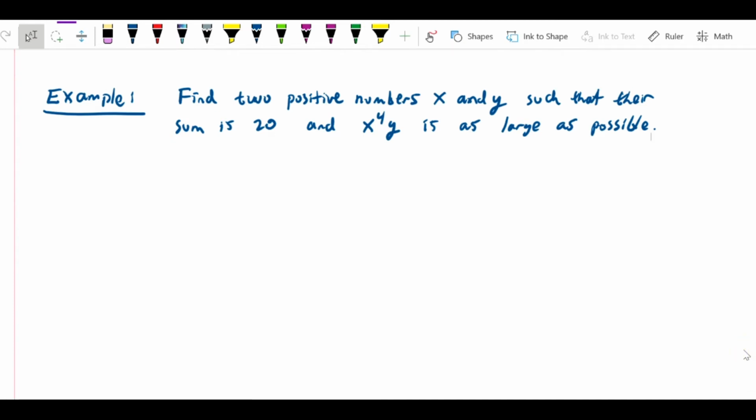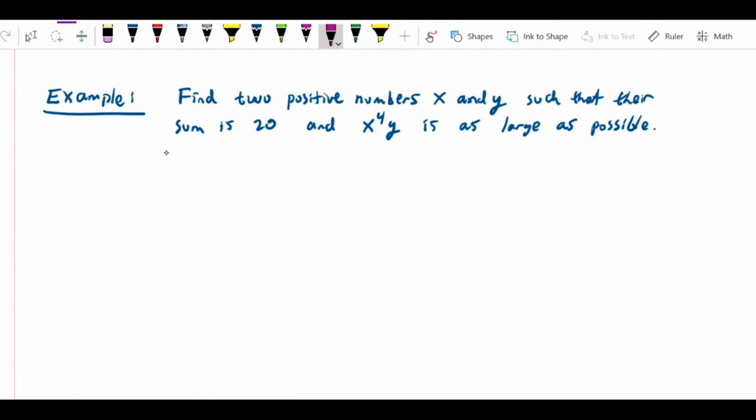So another type of optimization problem we can do is basically just a number problem. In this problem, we have to find two positive numbers x and y such that their sum is 20, and the expression x to the fourth y is as large as possible. These problems aren't usually that hard. It's just a matter of recognizing what the constraints are on the numbers.